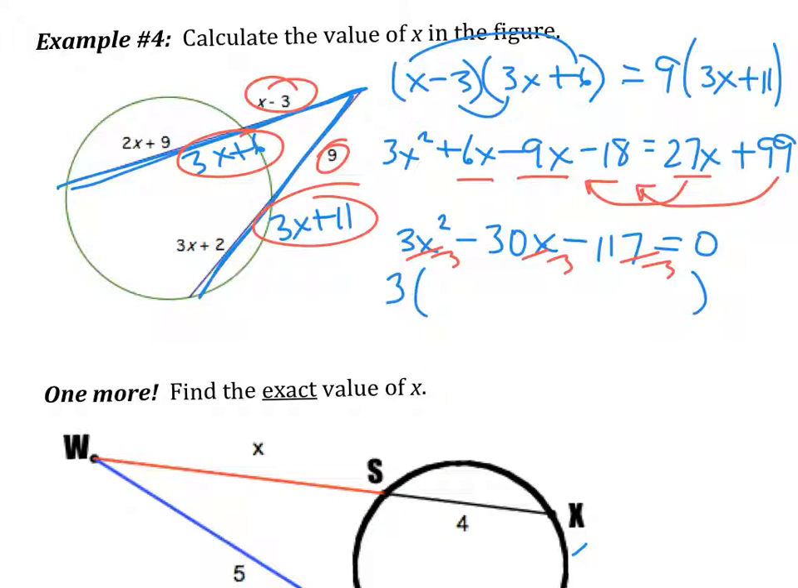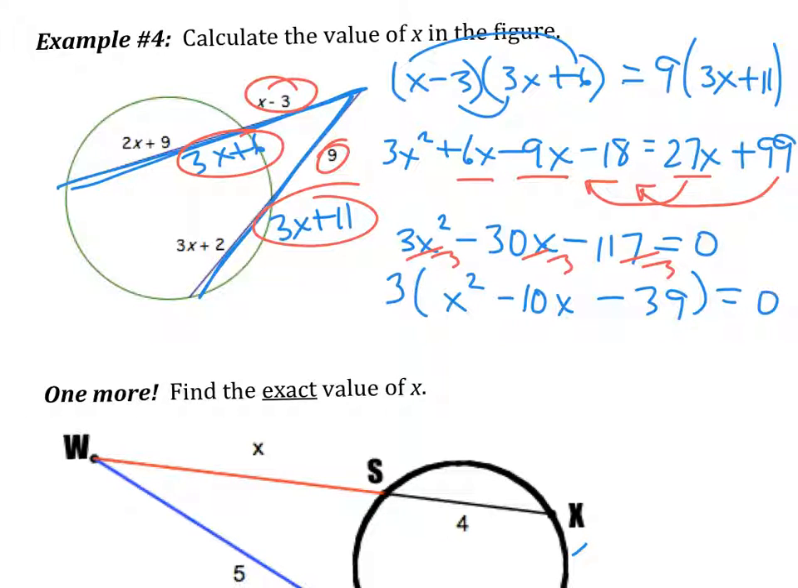What's 3x squared divided by 3? x squared. What's 30 divided by 3? 10. So minus 10x, and what's 117 divided by 3? 39. Minus 39, and then equals 0.